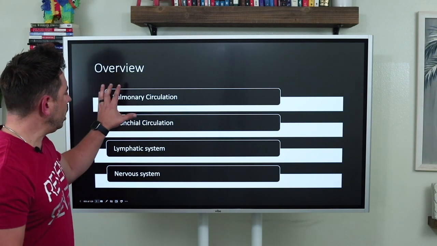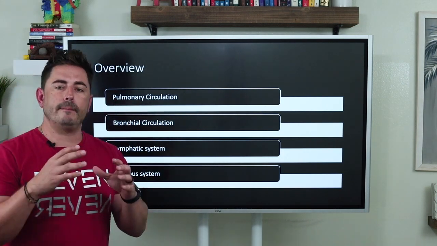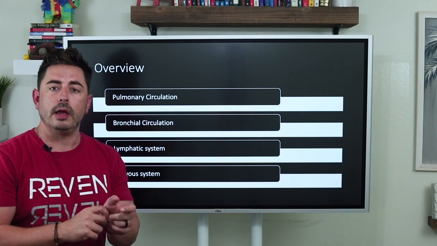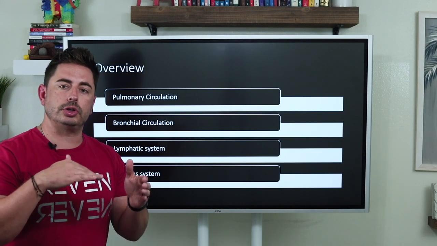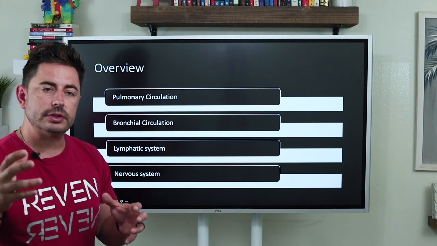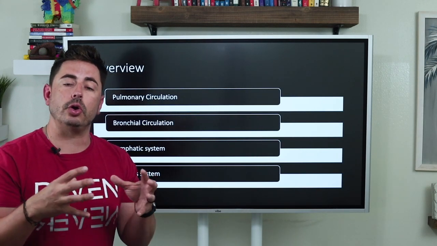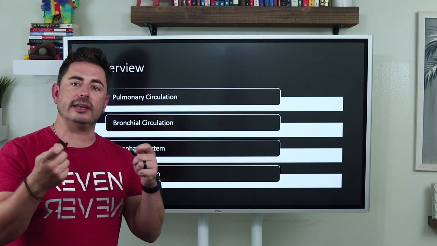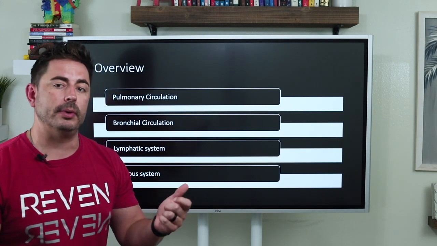But when we talk about pulmonary circulation, it is moving from the right side of the heart to the lungs. The blood flow moving from the right side of the heart to the lungs so that external respiration can happen. You get the exchange of oxygen for carbon dioxide.